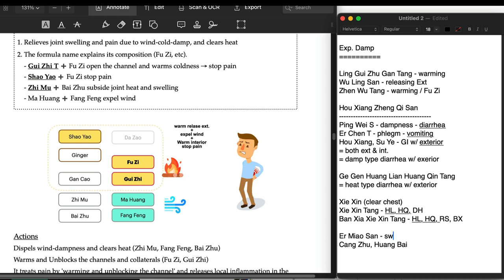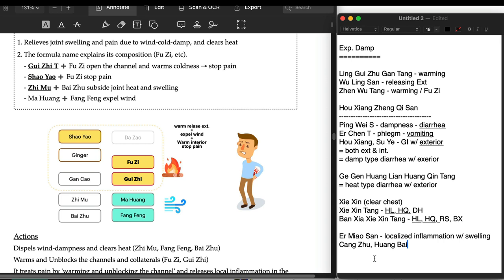Localized inflammation with swelling, with Jiangju Huang Bai. And this part is just like Er Miaosan, it treats localized inflammation, and also with Ma Huang and Fang Feng in release exterior. Why? Because we need to treat the pain. What is the main cause of the pain? So this formula, Guji Xiaoyao Jimu Tang, treat pain.